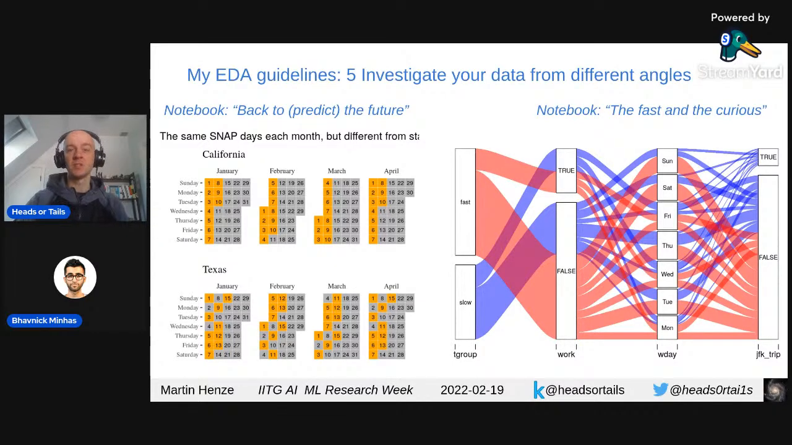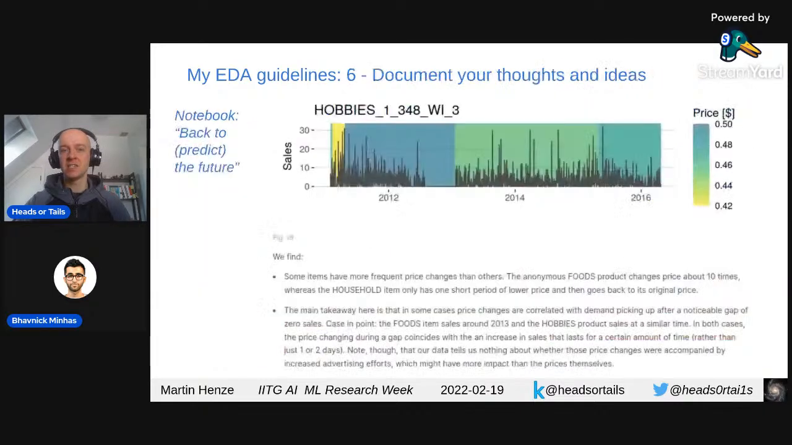Okay, wonderful. So we have all these 5 guidelines so far, and they are about what you do when you analyze the data. But there's a 6th guideline that is very important throughout this whole process, which is document your thoughts and ideas. And that just means write down what you find, write down why you chose this particular visualization and what you found to be interesting about it, right?